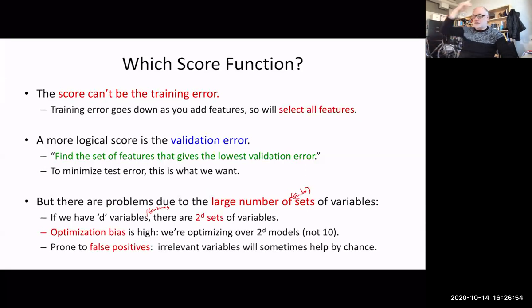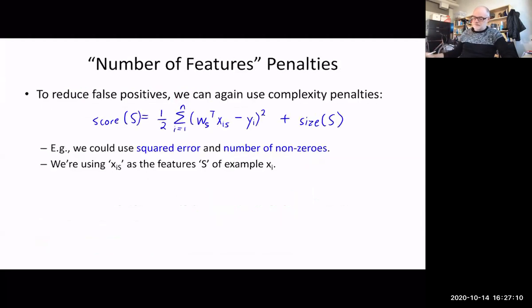to false positives in the same way that the polynomial regression case is prone to false positives. In other words, you will very likely add variables that actually are not really helpful, but sometimes help by chance, just because of the particularity of the validation set.